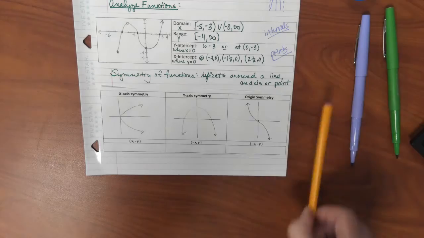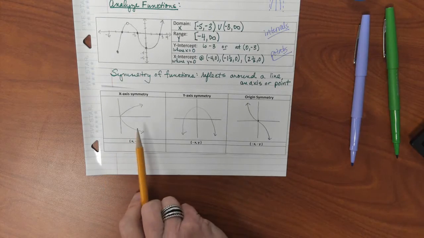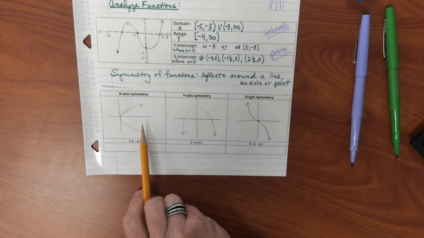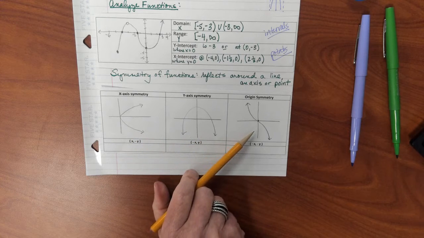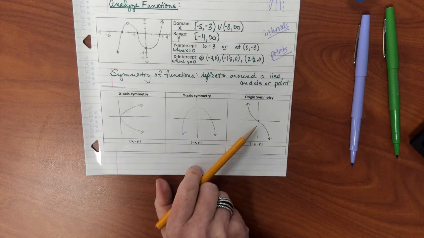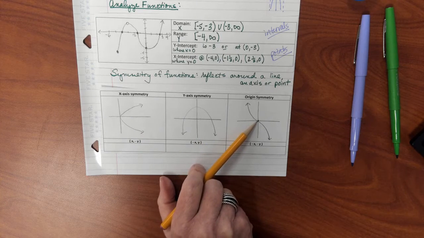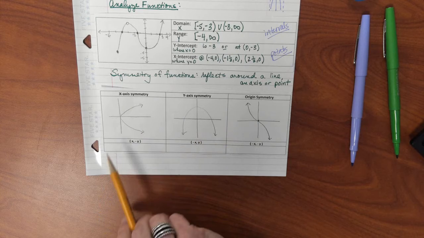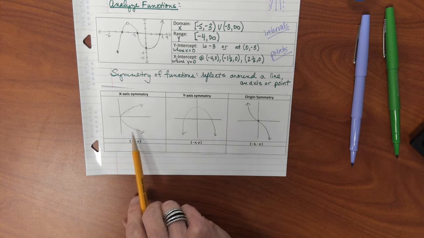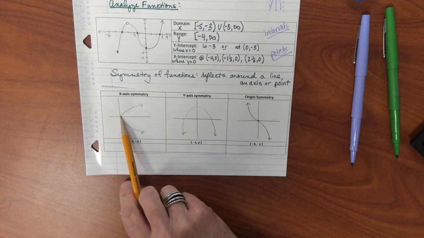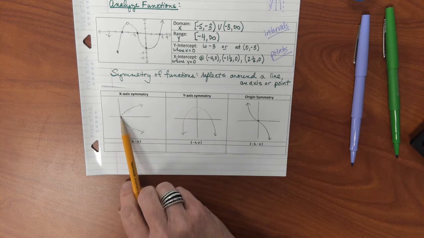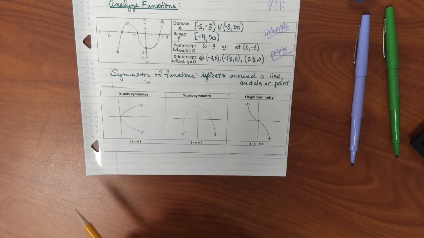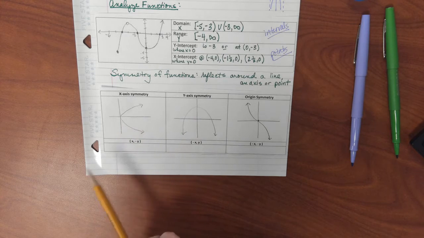The x-axis one is a parabola that is facing to the right, obviously. The y-axis is facing down, and the origin symmetry spins around a point here at the origin. Now, I chose to draw parabolas where the vertex is on one of the axes. This one happens to be at the origin. This is on the y-axis. But I want to talk about the graphs themselves.